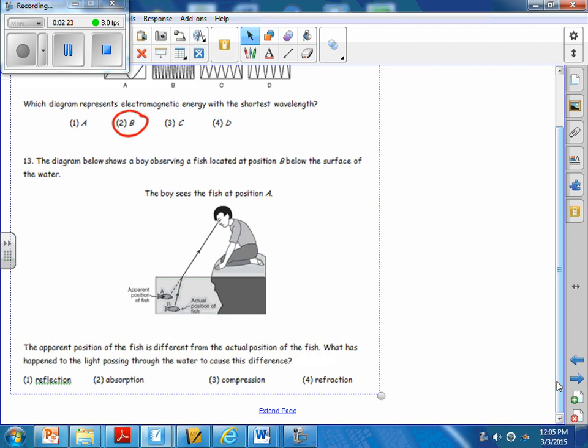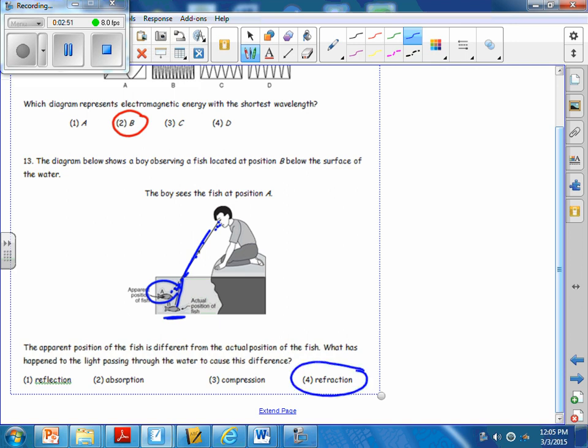What happens to the light as it passes through the water to cause this difference? When light is passing through a medium, it's going really fast. However, it's going slower as it's going through the water because the molecules are close together. And then once it gets out of the water, it goes really fast so that it looks like it's bent. The person is looking at the fish, thinks it's here, but it's really here. Bending of light, or the apparent bending of light, is refraction.